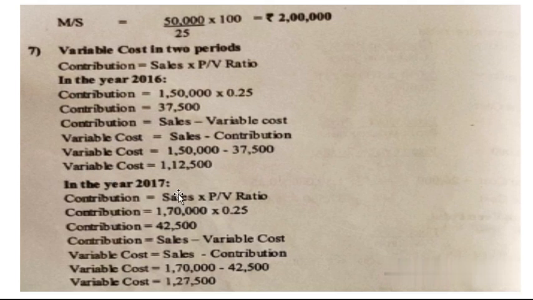Then in the year 2017, contribution is equal to sales into PV ratio. So sales for 2017 is 1,70,000, into 0.25, the PV ratio, which will give you contribution of 42,500. So contribution is equal to sales minus variable cost. So interchange the items as you're supposed to find out variable cost. So variable cost is equal to sales minus contribution. Sales is 1,70,000 minus contribution 42,500, which will give you variable cost of 1,27,500. So this is the variable cost you have found out for 2 periods.